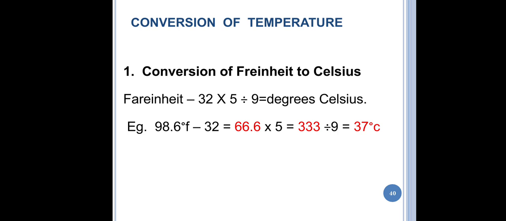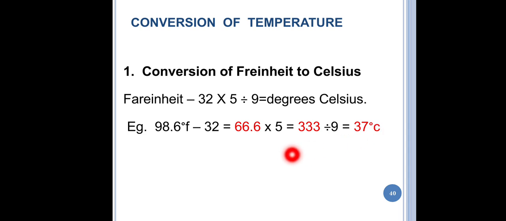Remember, I said I'm going to concentrate on important areas for you specifically. So we want to look at conversion of temperature. When we want to convert Fahrenheit to Celsius, we subtract 32 from the Fahrenheit value, multiply that number by 5, and then divide by 9. For example, we have 98.6 degrees Fahrenheit. We subtract 32, which gives us 66.6, then multiply by 5, which gives us 333, and then divide by 9, which gives us 37 degrees Celsius.